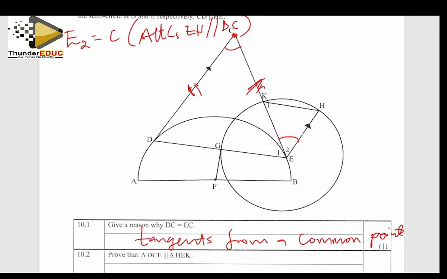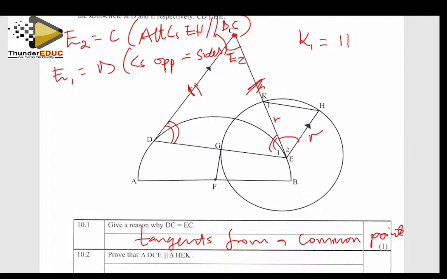Now, what we can see is that as much as these two are equal, so if this is also E2, then this angle here is going to be the same as that. So I'll say that E1 is the same as D. These are angles opposite equal sides. And then also from this triangle, I can say that EH is a radius and EK is also a radius, which means that K1 must also be the same as H. Those are still angles opposite equal sides.